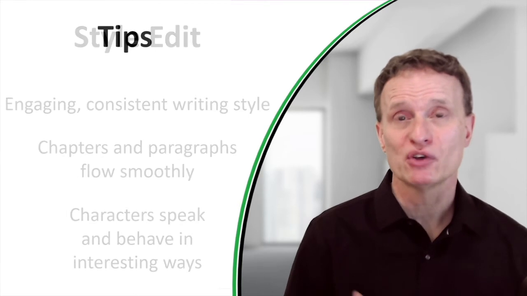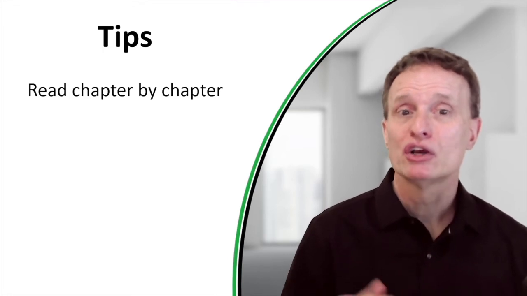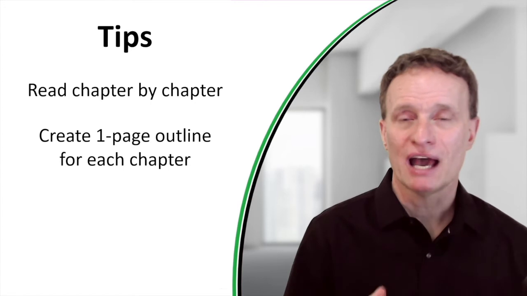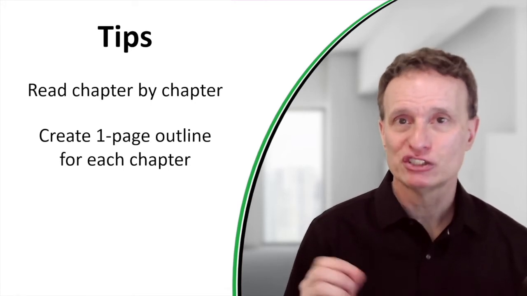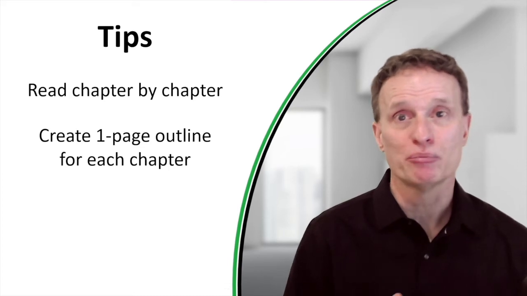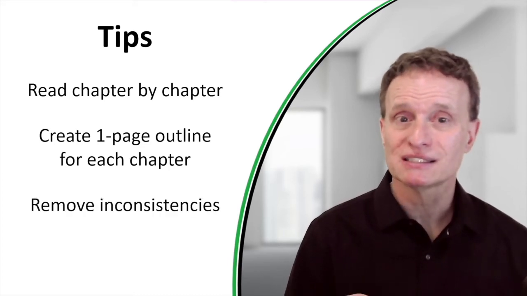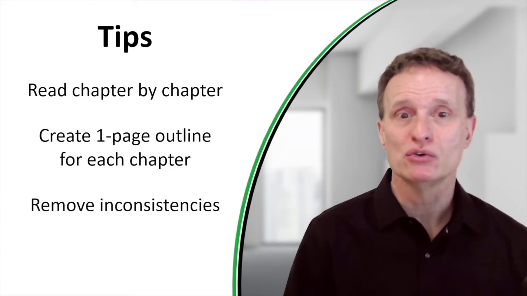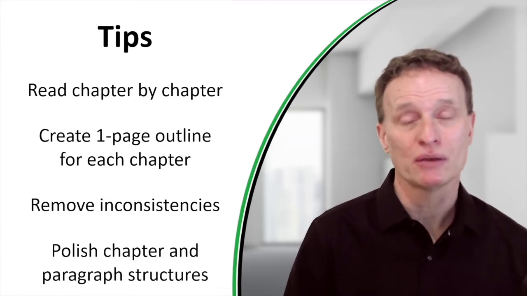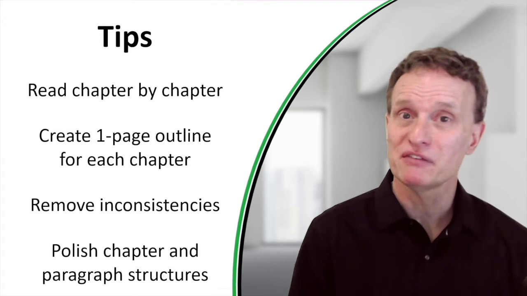Here are some tips on how to do a style edit. First, read the book chapter by chapter, and for each chapter, create an outline. What's happening in the chapter, what's the dialogue, what are the characters, and then as you're creating the outline, make notes of areas that you can improve. And look for inconsistencies, look for places that you can polish whatever's happening in the chapter and whatever is going on in the paragraphs.